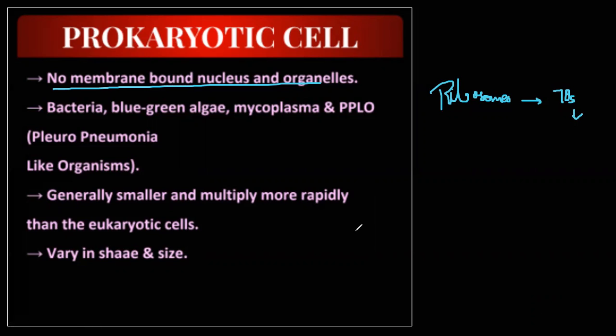Now just focus. Examples of prokaryotic cells are bacteria, blue-green algae, mycoplasma, and PPLO. Mycoplasma is also known as PPLO, which expands to pleuropneumonia-like organism. They are generally smaller and multiply more rapidly than eukaryotic cells, and vary in shape and size. This is what we say about the prokaryotic cell. Clear with that? Moving on to the detailed part.